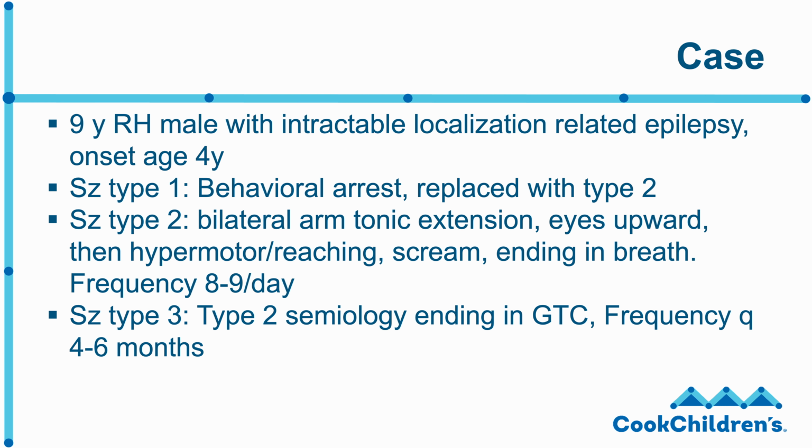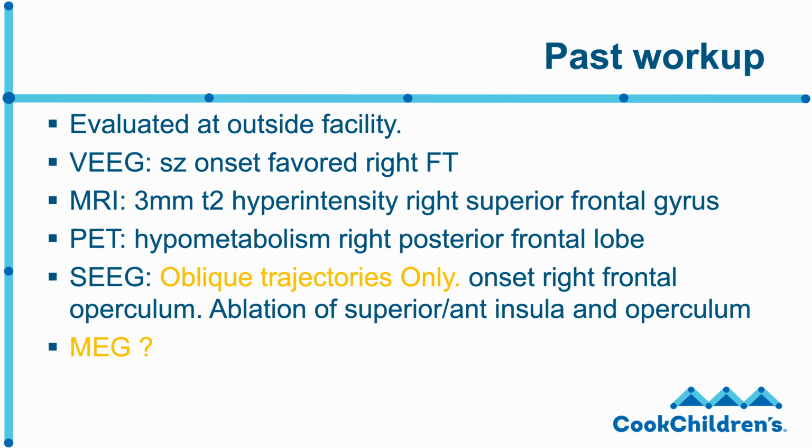I just want to close with a case. How much time do I have? 2 minutes. Okay. So this is a 9-year-old who had hypermotor seizures, and he was seen in another institute. Over there, he underwent a workup. I think they had scouted the insula, but they were more focused on the frontal lobe because of his hyperactivity, and they had only used the oblique trajectories. They found that the seizure onset was from the right frontal operculum. So ablation of the superior and anterior operculum and the insula was performed. His seizures got partially better. There was no MSI or MAG studies on this patient.